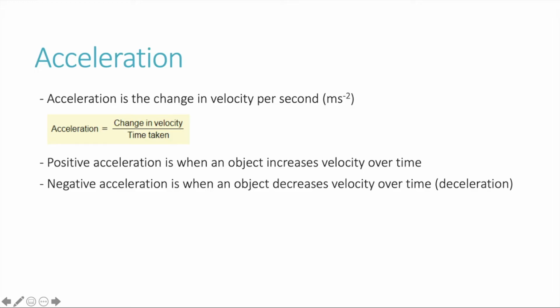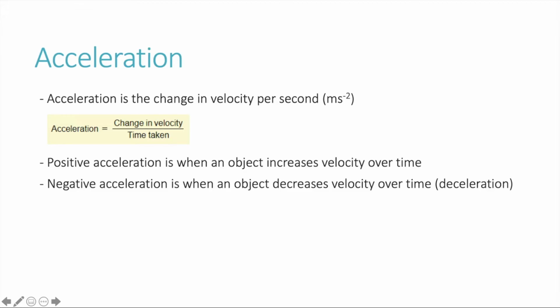But an object can also decrease in its speed as well. It can go from 100 meters per second all the way down to 0 when it comes to a stop. Now, that is a negative form of acceleration, which is when the object decreases in speed over time, or decreases in velocity over time, and we call that, in other words, deceleration.